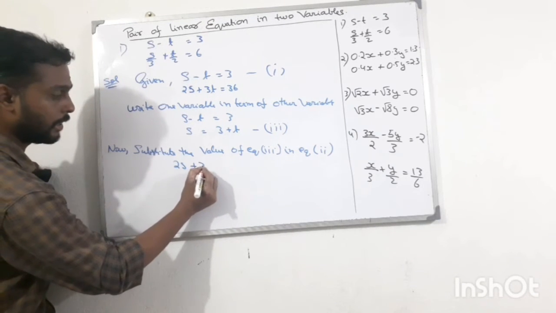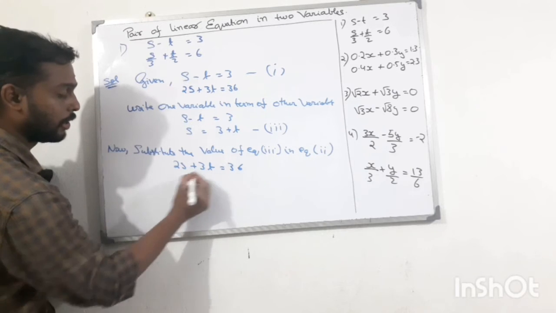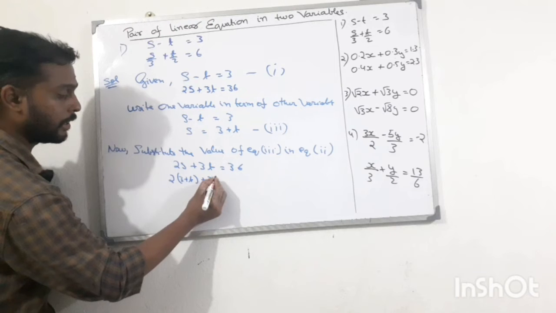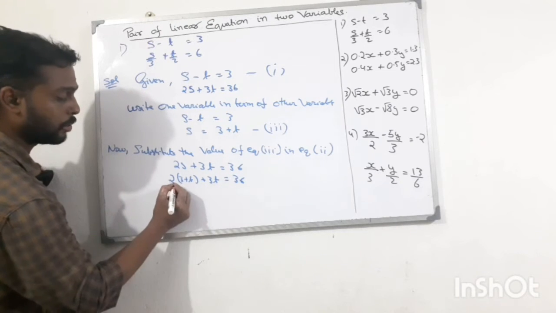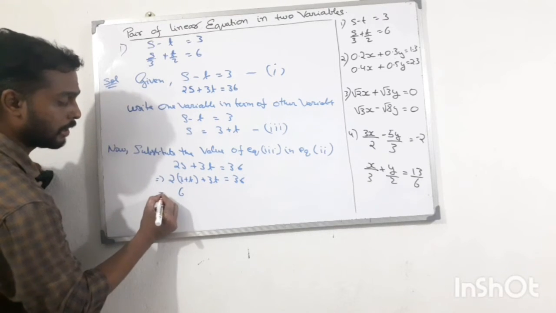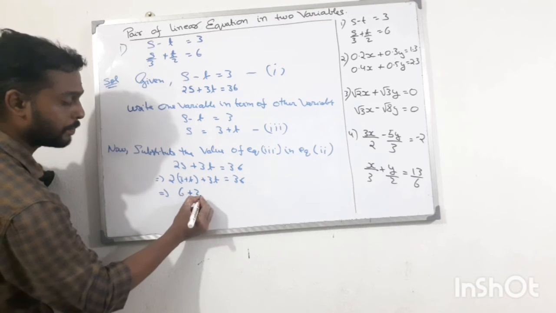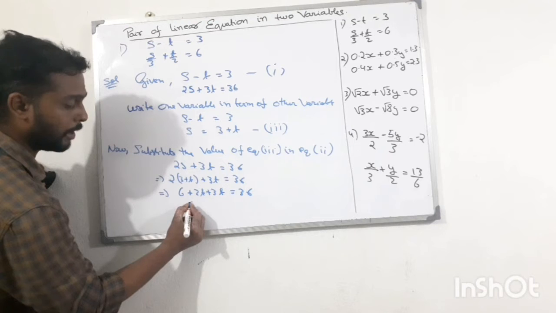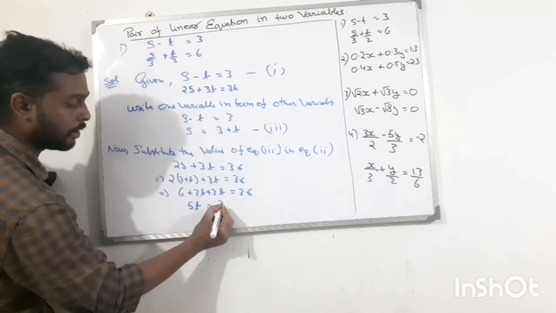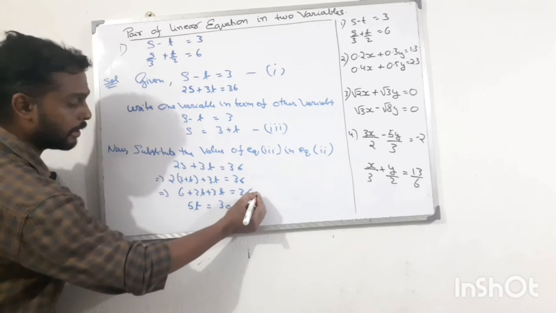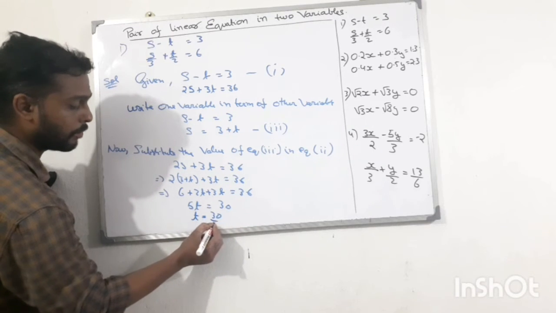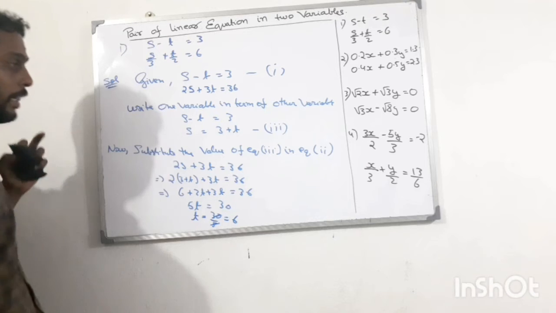2s plus 3t equal to 36. So 2 times (3 plus t) plus 3t equal to 36. So 2 times 3 is 6, 2t plus 3t, so 6 plus 5t equal to 36. So 5t equal to 30. So this 6 comes to this side, and 36 minus 6 is equal to 30. So t is equal to 30 divided by 5, which is 6. So we get the value of t.